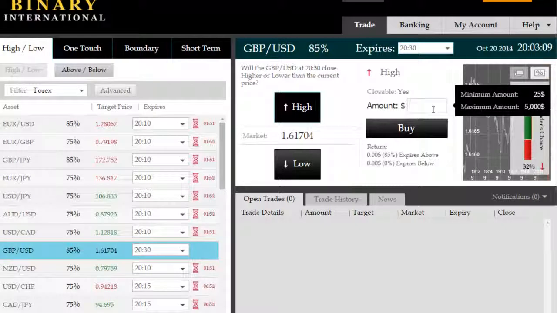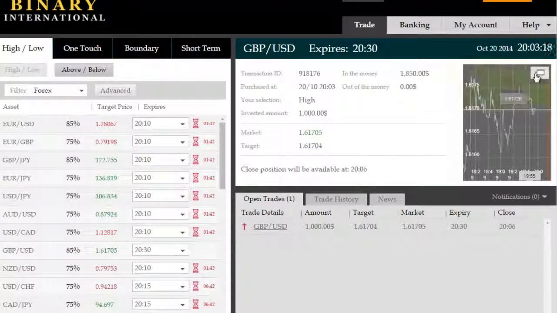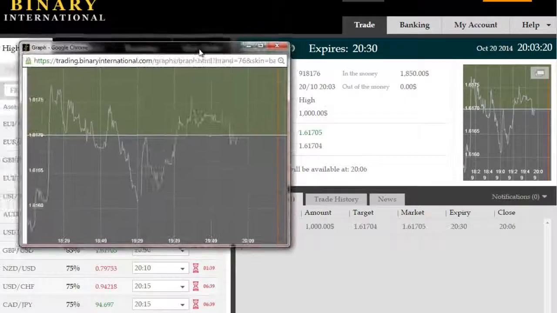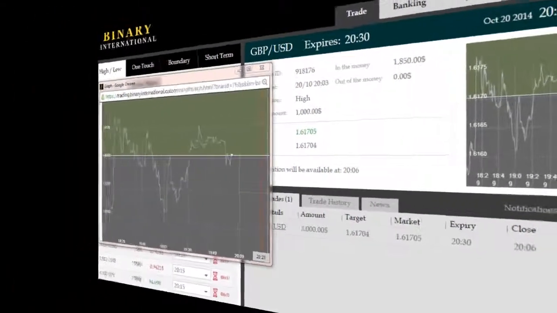So it is currently 20:03, and the next available expiry close to 30 minutes is the 20:30. Once we enter the trade, which we are now, we'll come back to you just before expiry. Let's just zoom in here, open up the chart to get a proper view. The trade is now already in the money, and we'll come back to you shortly.